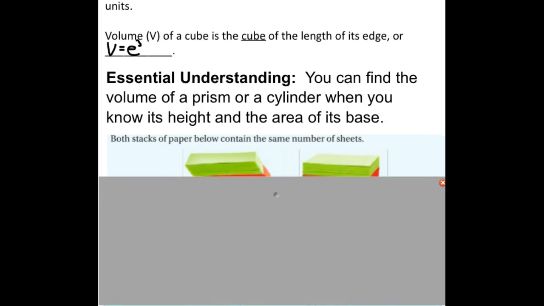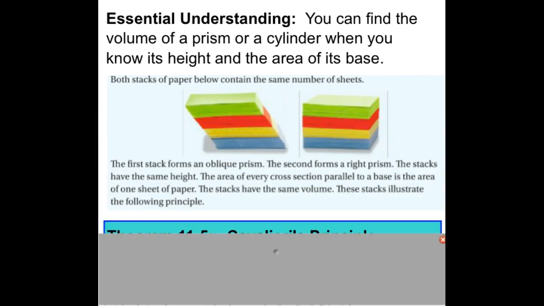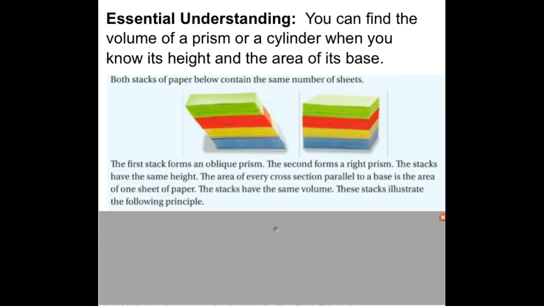So in order to find the volume of a prism or a cylinder, it's really important that you know its height and the area of its base. Here you can see these stacks of papers. This left one has been slanted, but this right one is just right on top. This left one is what we call an oblique prism. It's tilted. And even when it's oblique like that, you still only need to know the base and the height.